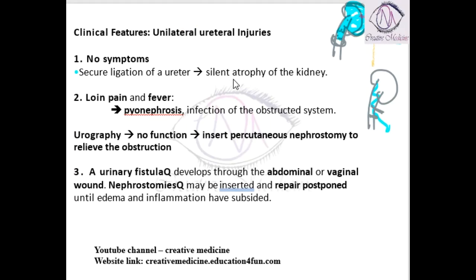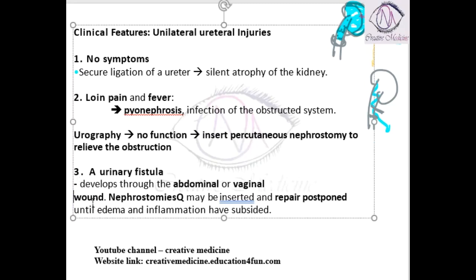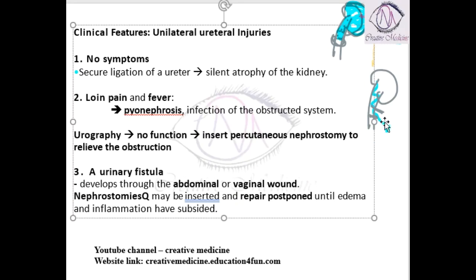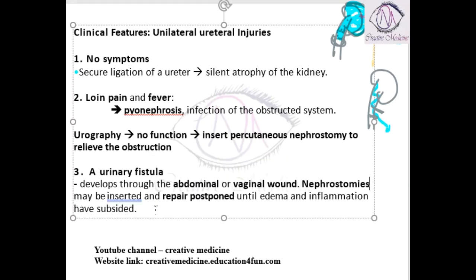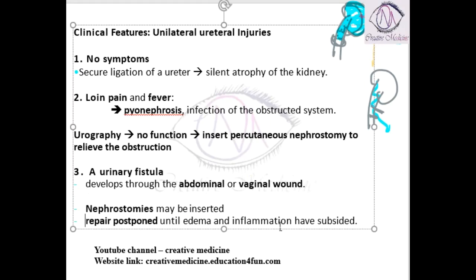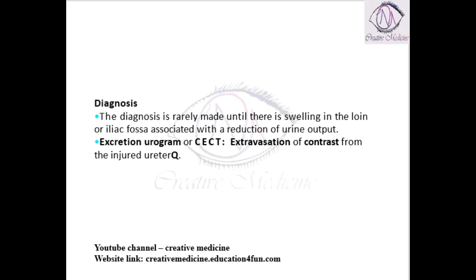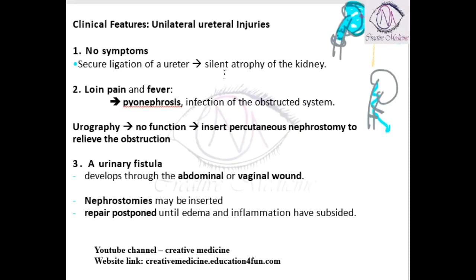Okay, if there is fistula development, now this fistula will develop through the abdominal or vaginal wound. Like this, the fistula can connect into the uterus or vagina, resulting in a ureterovaginal fistula, uterine fistula, or it can be through the abdominal wound. But whatever type of fistula it is, first a nephrostomy should be inserted, and then you should postpone the repair until the edema and inflammation have subsided. Once the edema and inflammation have subsided, then we can do the repair of the ureteral injuries. So these are the three types in which ureteral injuries can present.